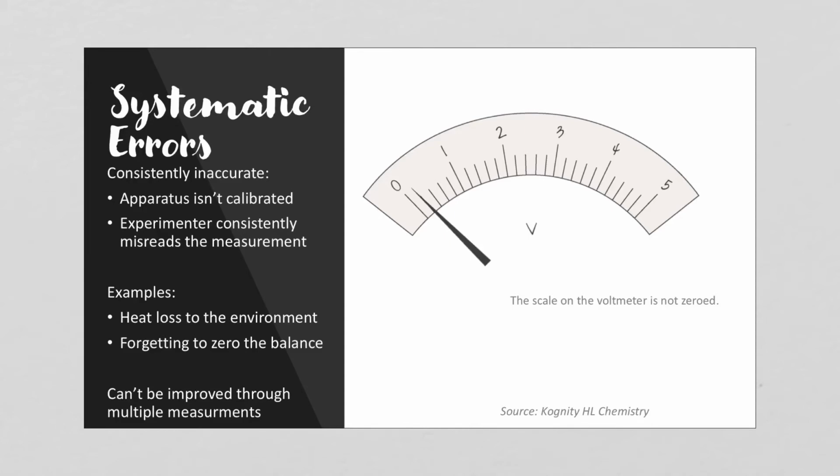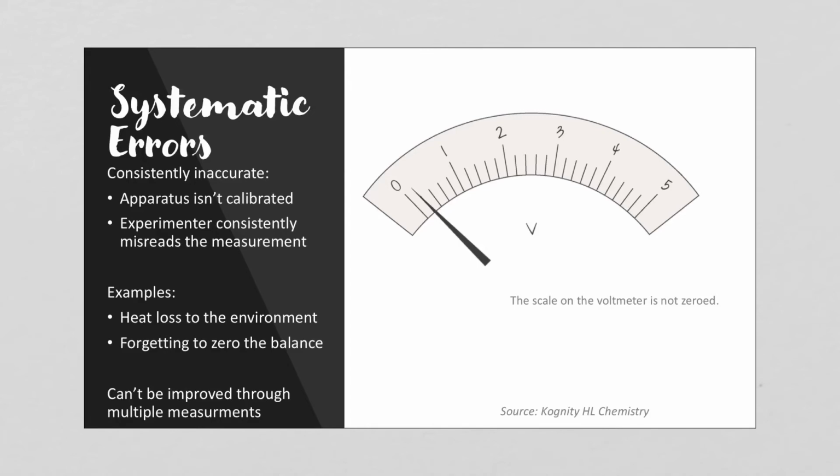And then also forgetting to zero the balance might be an example. So you put your measuring cup onto the balance and then you forget to zero it, and then you weigh out your substance. So you actually aren't measuring out the exact portion that you thought you were. These types of errors cannot be improved through multiple measurements, whereas random errors can. Those ones are just issues with your design or your experiment.